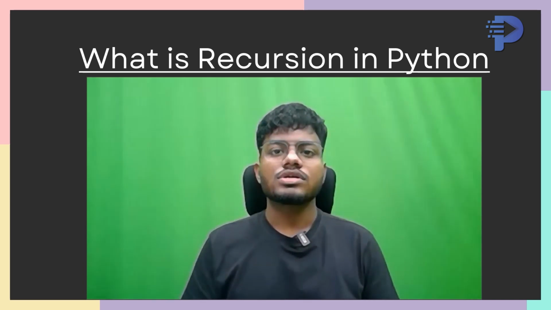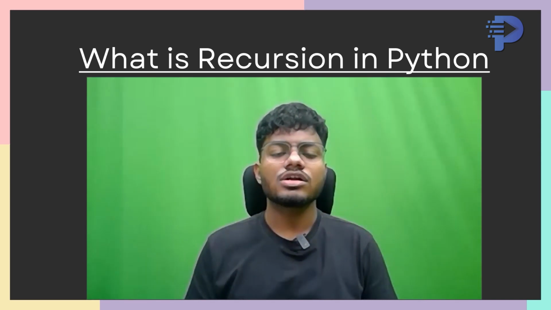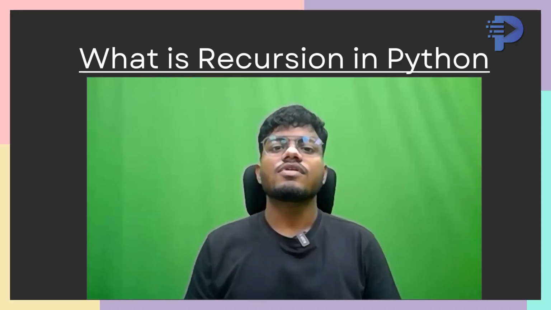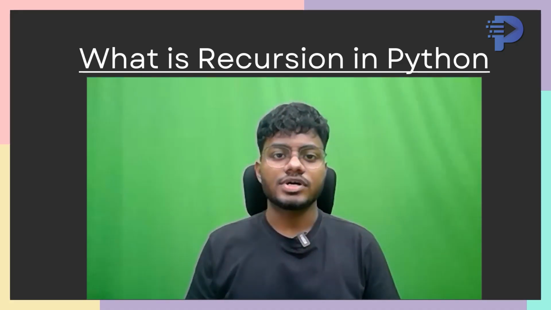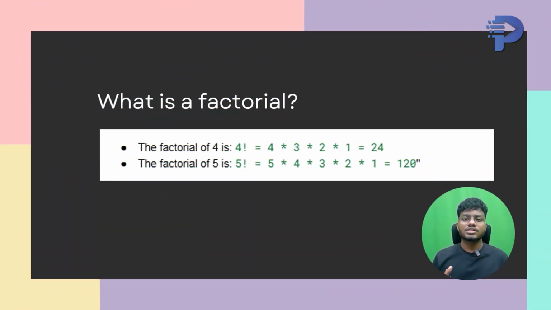It might sound confusing at first, but once you see it in action, it will make a lot more sense to you. We will walk through a simple example where we use recursion to calculate the factorial of a number. Let's quickly discuss what a factorial is. The factorial of a number is represented by n factorial. It's the product of all positive integers less than or equal to n.